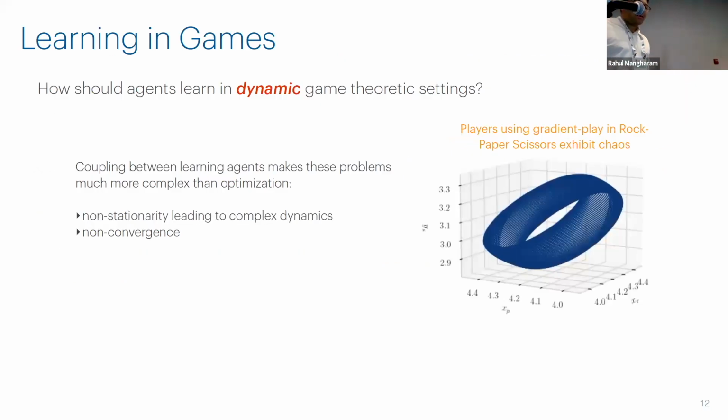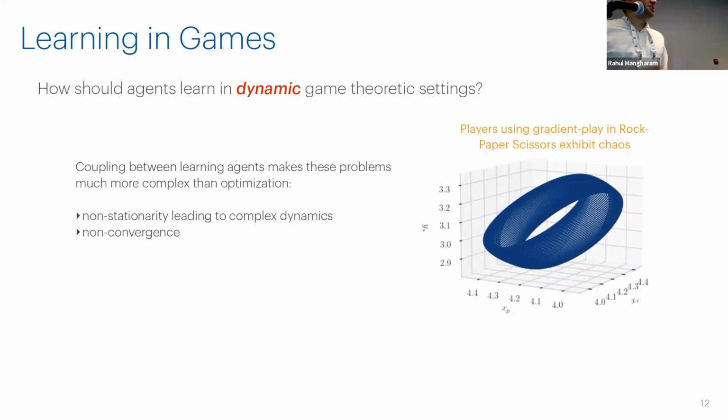So I'm going to start with a 1,000-foot view of learning in games, which is really just how agents should learn in dynamic game-theoretic settings. These problems are a lot more complicated than the classic problems that people have studied in reinforcement learning, because the coupling between the learning agents makes these problems very non-stationary. It could lead to issues of non-convergence and everything.